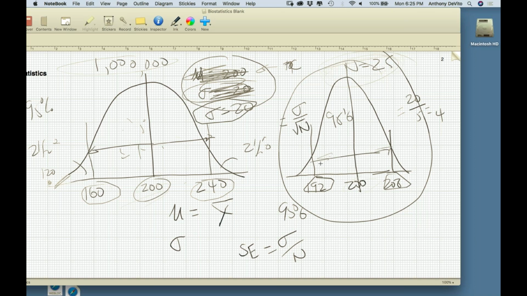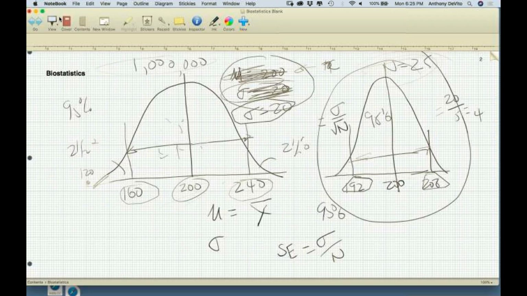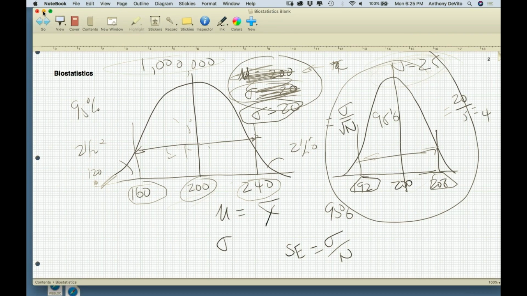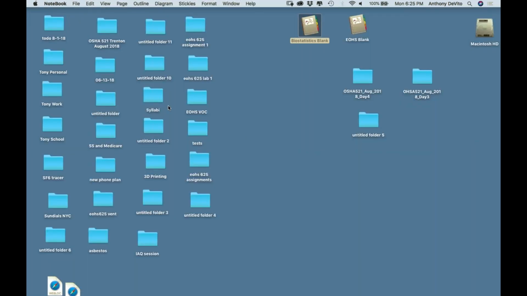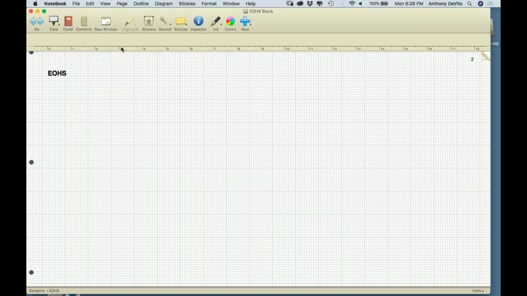Before we move on from that, let's do an example. And the way we usually wind up applying this is that we go take a sample.